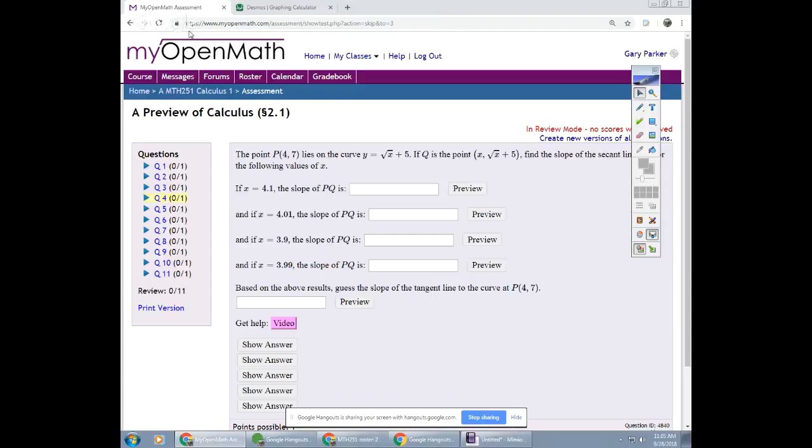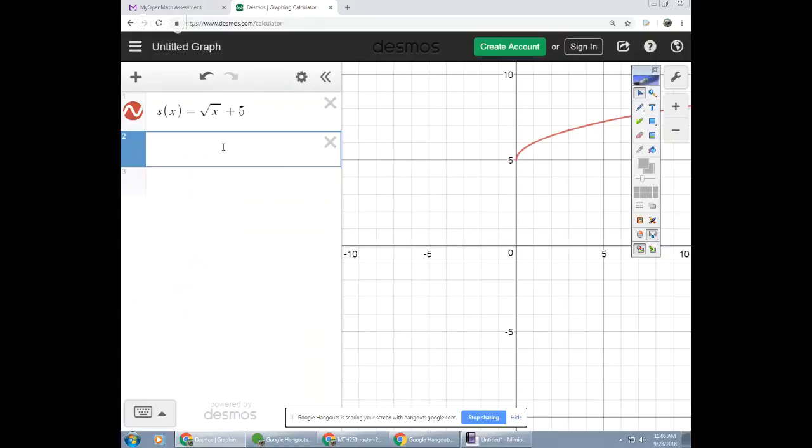The x value I'm concerned about is 4. They claim the y value is 7. Some of the problems I gave you like this didn't give you the y value. You had to go find it. So I'm just going to go find the points. 4, comma, what's my function called again? S. So I would do S of 4 to get the y value.